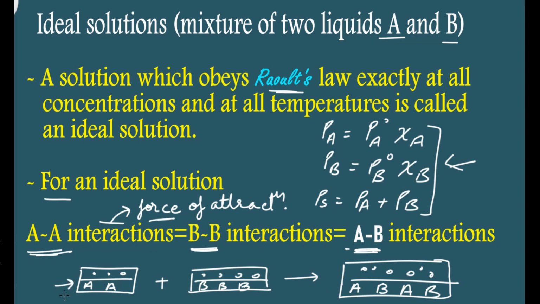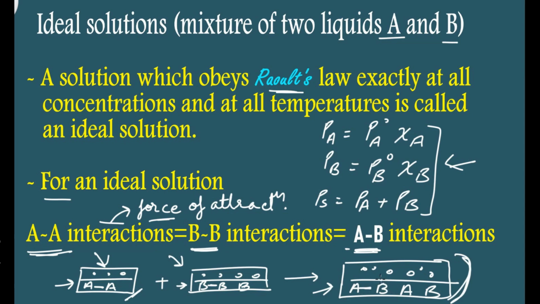In the first container, only component A is present, so the force of attraction between the particles is between A and A. In the second one, the particles are of component B, so the interaction is between particle B and B. But in the last container, both particles A and B are present, and the interaction of particle A with B is equal to the interaction of A with A and B with B, which means there is no change in force of attraction whether the particles are present alone or together in the container, right?